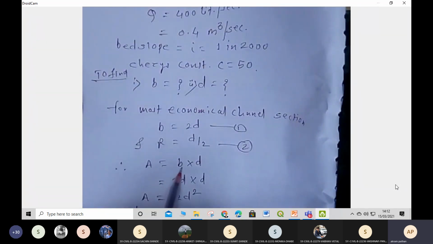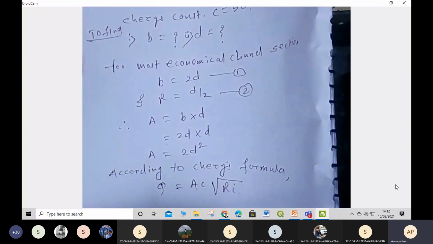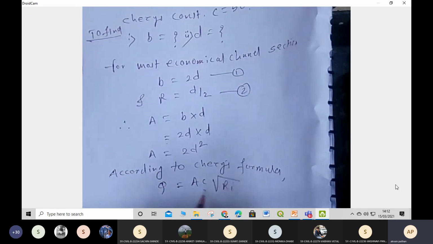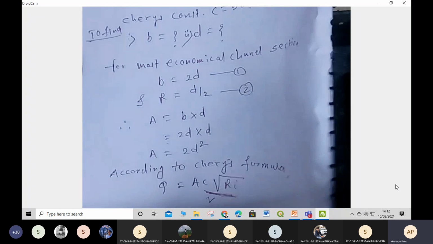Now area is equal to B into D. What is the value of B here? 2D. So 2D into D, so area is equal to 2D square. Now we have to apply Chezy's formula. So what is Chezy's formula? Q is equal to area into velocity. This is the velocity by Chezy's formula, C under root R I or M I.